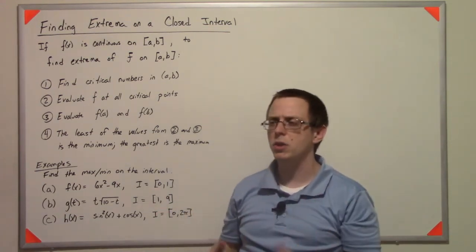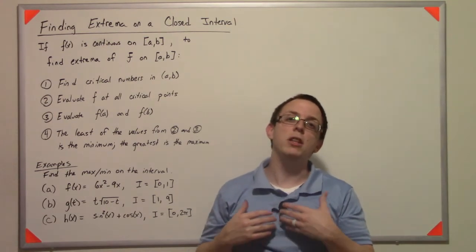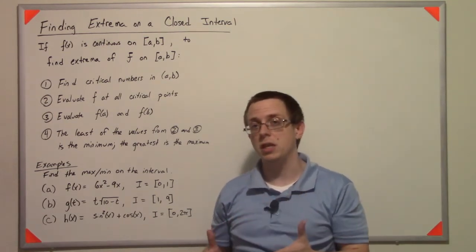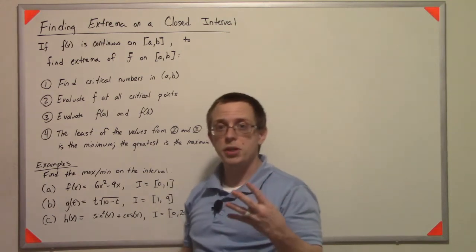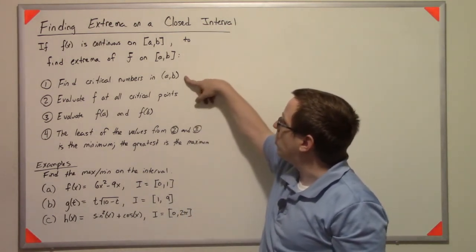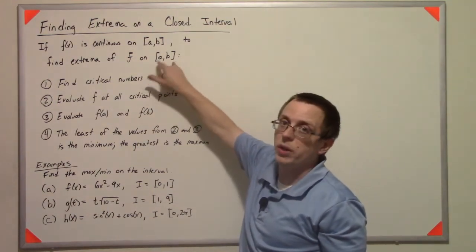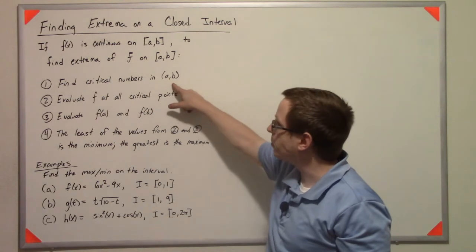And if it's continuous, we have some neat guarantees because the derivative is pretty much going to either fail to exist or be zero. So there's a four-step algorithmic process to get there. The first thing we do is find the critical numbers in the open interval. We don't find them at the endpoints. We find them in the open interval.